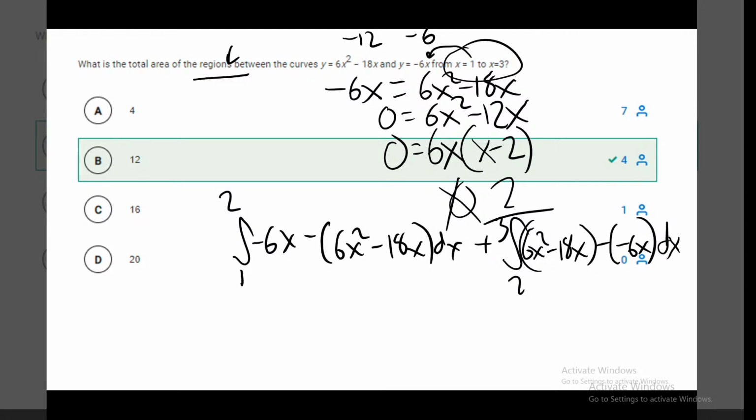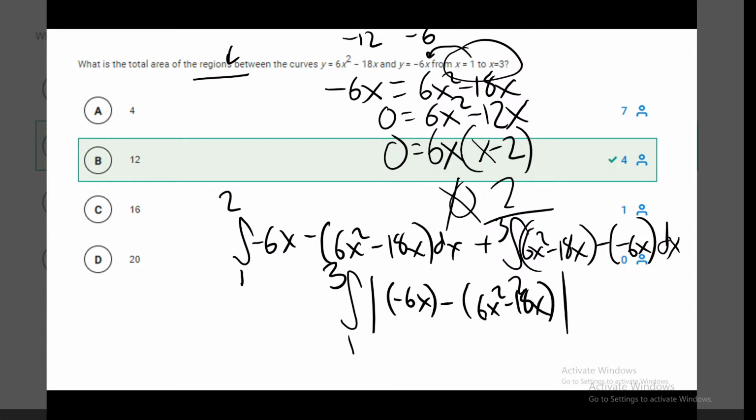And then you're basically ready to rock and roll and integrate this thing. You could have also done this and saved yourself the hassle of doing these two different integrals. You could integrate from 1 to 3 and just say it's the absolute value of negative 6x minus 6x squared minus 18x, like so. And this would also get you to the promised land of 12 here.